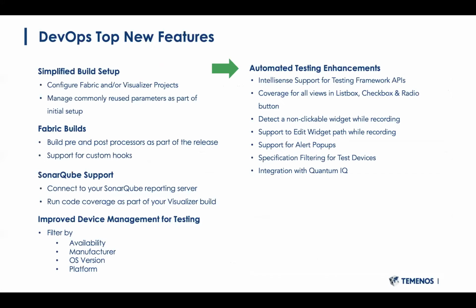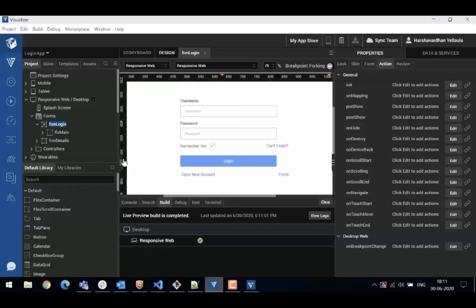Next demo, please. Finally, we're going to click on two things. There's a good bit of support in automated testing from Intellisense all the way down to alert pop-ups. The two that we're going to cover in the next couple are being able to support editing a widget path while we're recording, and the second thing will be Intellisense. So let's go ahead and hit that final video for me.